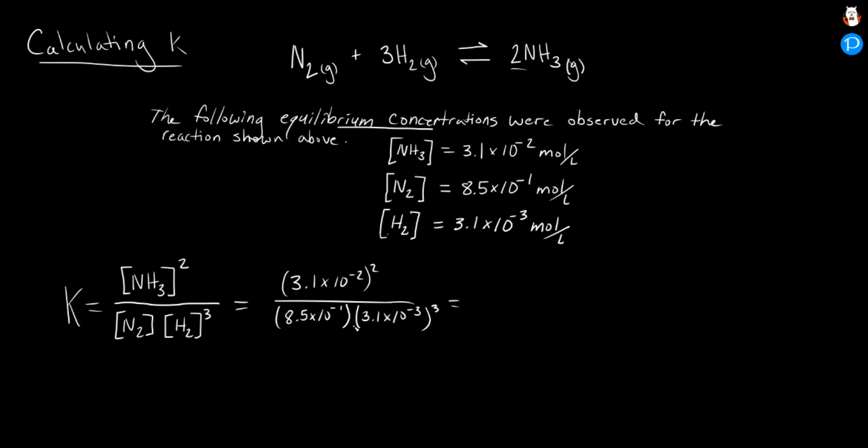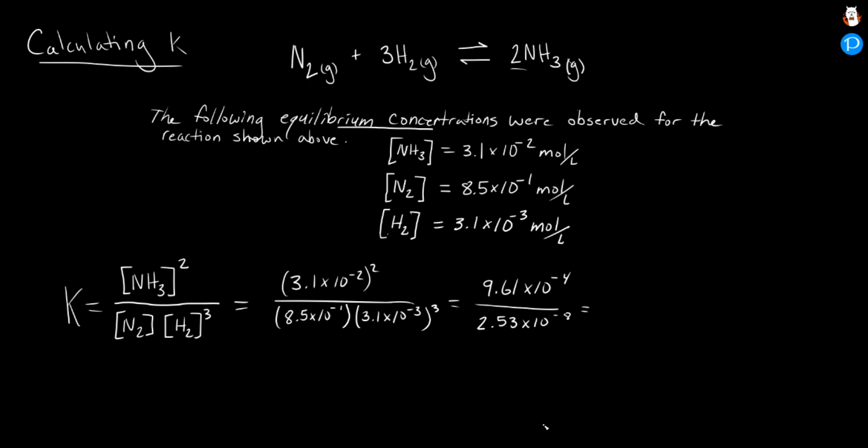Let's see, 3.1 times 10 to the negative 2. I'm going to square that first. So on the top we have 9.61 times 10 to the minus 4. And on the bottom we have 8.5 times 10 to the negative 1. We're going to multiply that by 3.1 times 10 to the negative 3, but we're going to cube that value. So on the bottom we have 2.53 times 10 to the negative 8.